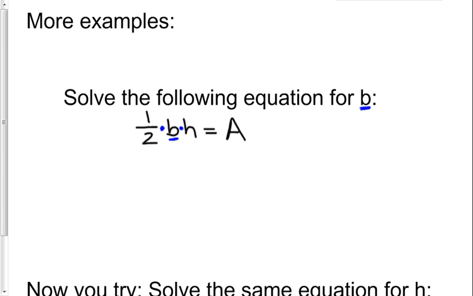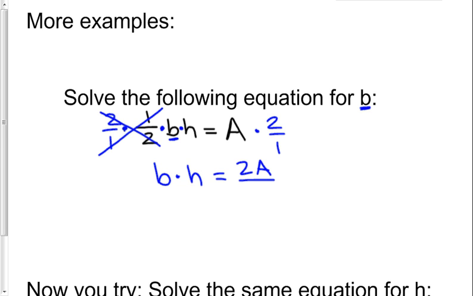Now what's the opposite of multiplying by 1/2? Well, the opposite of a fraction is its reciprocal. So the opposite of multiplying by 1/2 would be multiplying by 2/1. So we're going to multiply by 2/1 on both sides. 2/1 times 1/2 cancels out, and it leaves us with b times h equals 2a over 1.